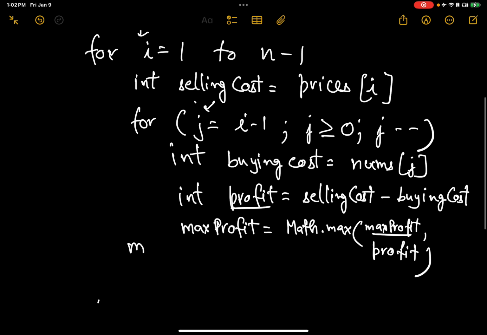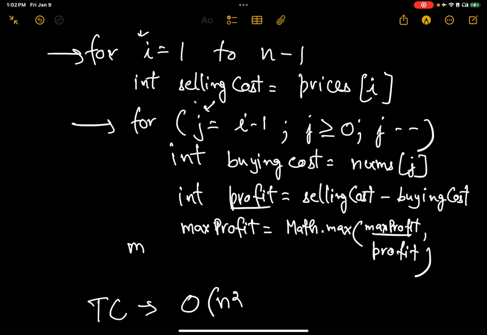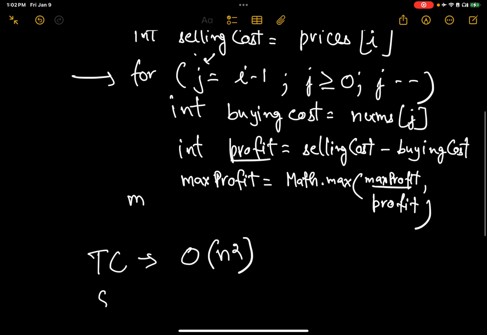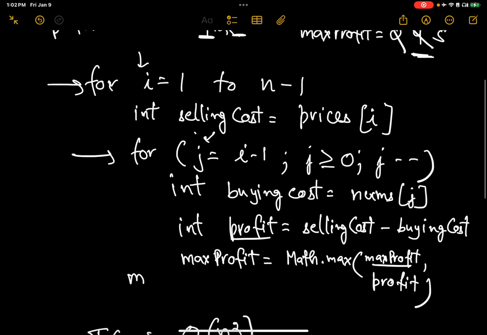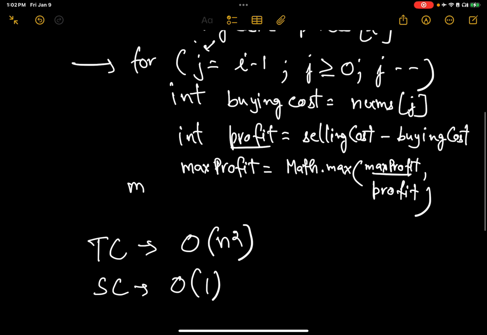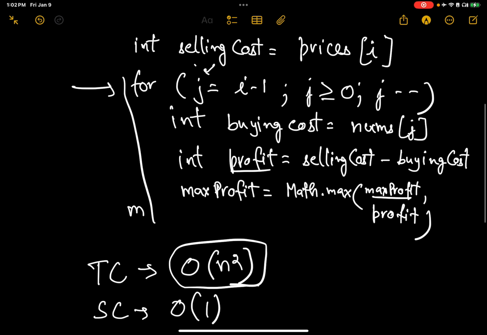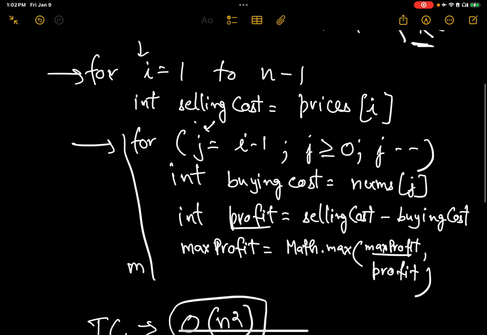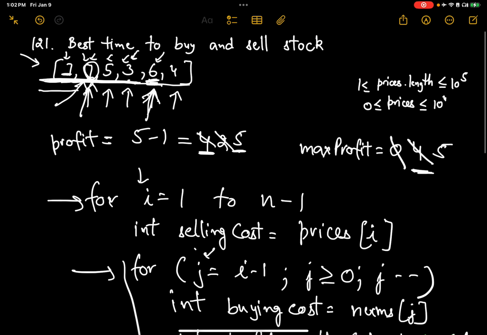So if you notice, what will be the time complexity of this problem? I'm running two loops here and here. So the time complexity would be O of n square. The space complexity would be O of 1 as I'm not using any extra space. But this solution will give us a timeout on LeetCode. Why? Because for LeetCode, the constraints are these constraints.